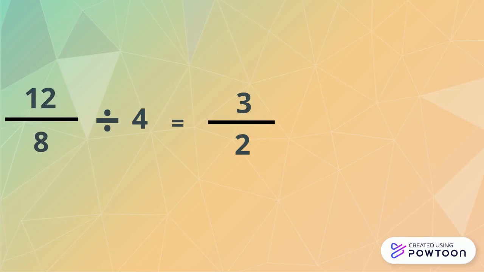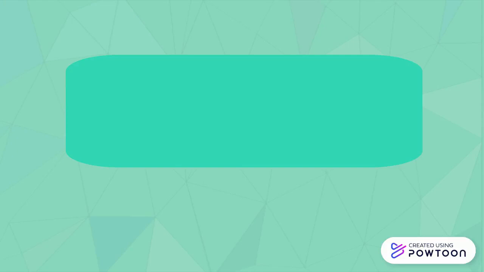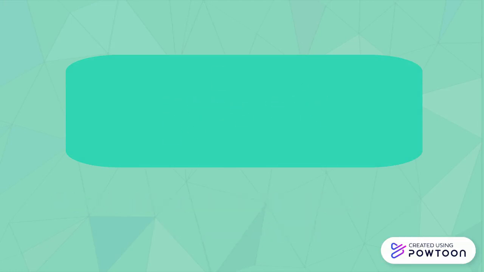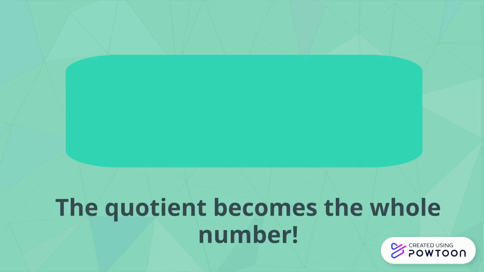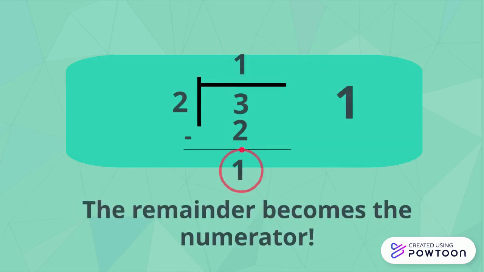Finally, we need to turn 3/2 into a mixed fraction. In order to do that, we need to divide the numerator by the denominator. Now that they are divided, the quotient becomes the whole number. Then, the remainder becomes the numerator, while the denominator stays the same.